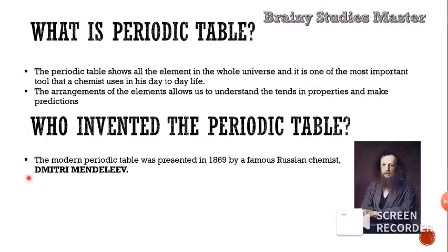So who invented the periodic table? The modern periodic table was presented in 1869 by a famous Russian chemist, Dmitry Mendeleev. This is Dmitry Mendeleev. Let's say a big thanks to him, because of his periodic table we can do a lot of stuff in today's life.